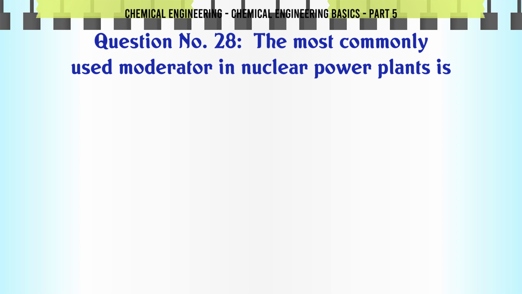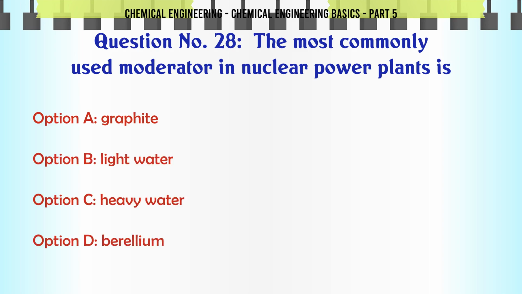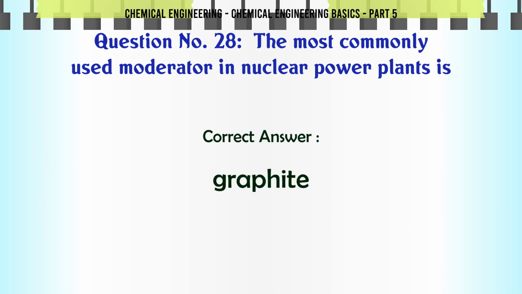The most commonly used moderator in nuclear power plants is A. Graphite, B. Light water, C. Heavy water, D. Beryllium. The correct answer is graphite.